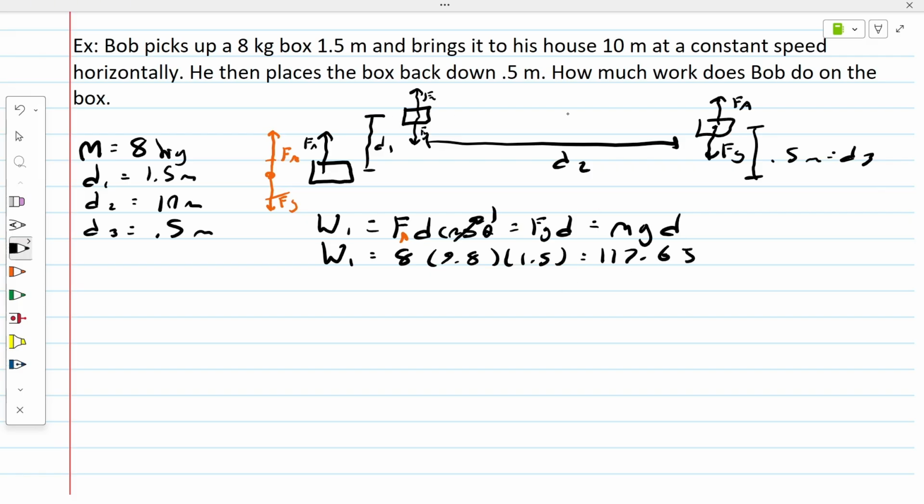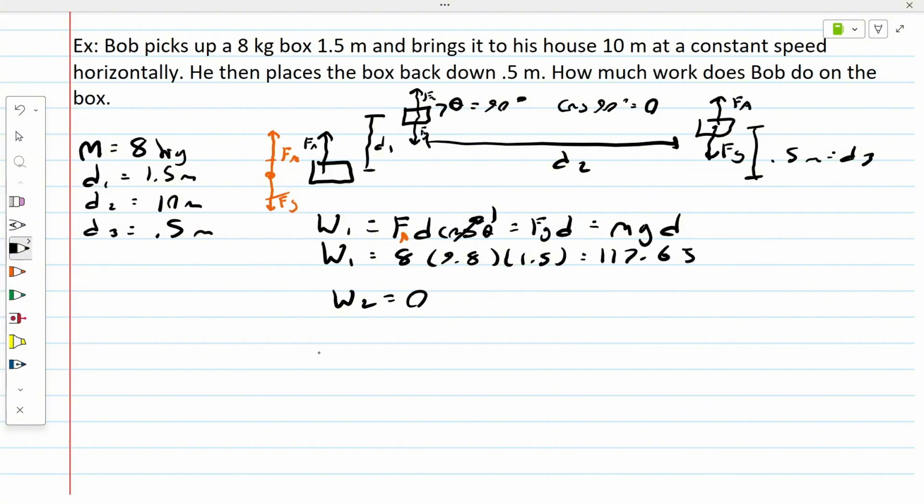Now let's talk about situation 2. In this case, we have an angle equal to 90 degrees between the force and the distance, and cosine of 90 degrees is just equal to 0. So the work along this path is just going to be equal to 0. Bob is not applying a force along the path, he's just walking with the box, and the force is actually happening as he's speeding up and slowing down under his feet. So he's not actually applying any work to the box as he walks with it.